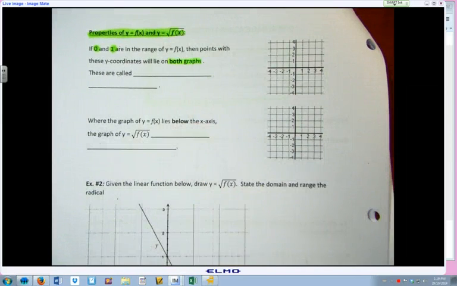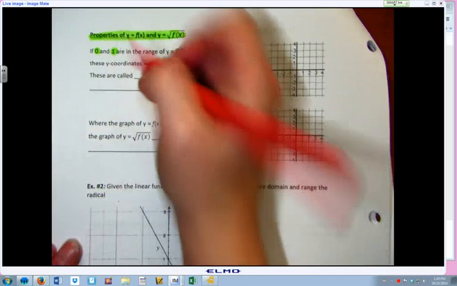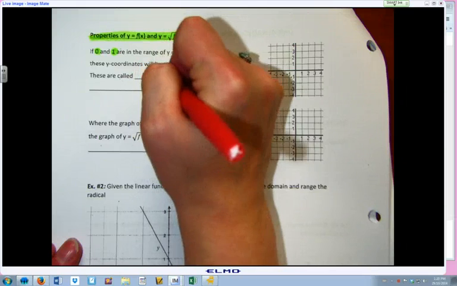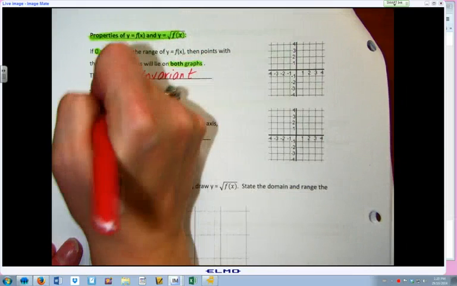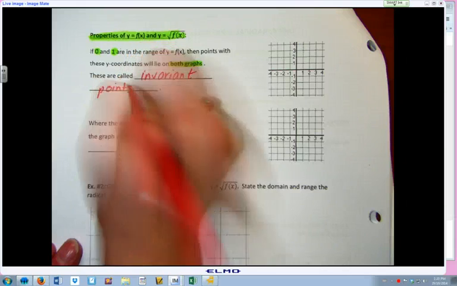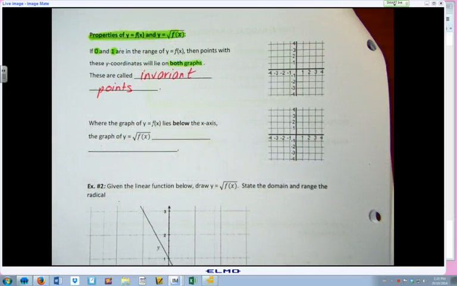Why do these points not change? Yeah, they're the only two numbers that are their own square root. So the square root of 1 is 1, and the square root of 0 is 0. Those are the only two numbers that are their own square roots. We call these invariant points. What does invariant mean? Well, what does to vary mean? You change something, so invariant means non-changing.